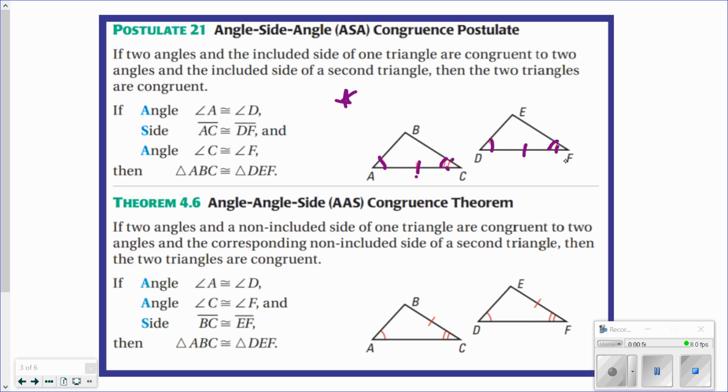Angle, angle, side congruence theorem. If two angles and a non-included side of one triangle are congruent to two angles and the corresponding non-included side of a second triangle, then the two triangles are congruent. So we have two angles here, and then we have a side that is not in between those two angles. So same thing here, I have a congruent angle, another congruent angle, and the same side that's not included inside the two angles. Then we have angle, angle, side.